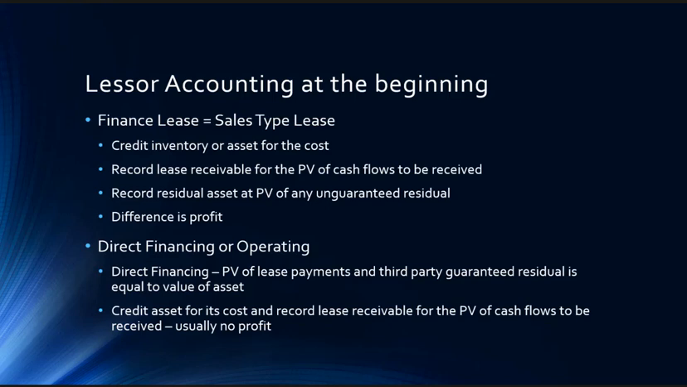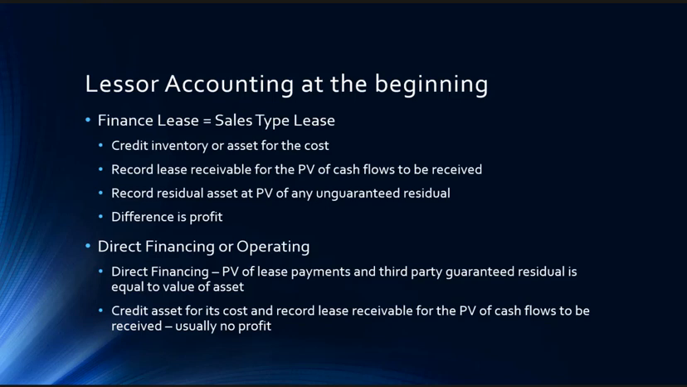They're going to record the residual asset, the present value of any unguaranteed residual, and the difference is going to be profit. All right, so they're going to have lease receivable and sales, and credit inventory and debit cost of goods sold. All right. If it's a direct financing lease, the present value of the lease payments and third-party guaranteed residual is equal to the value of the asset. So you're going to credit asset and you're going to debit the present value of the lease receivable.